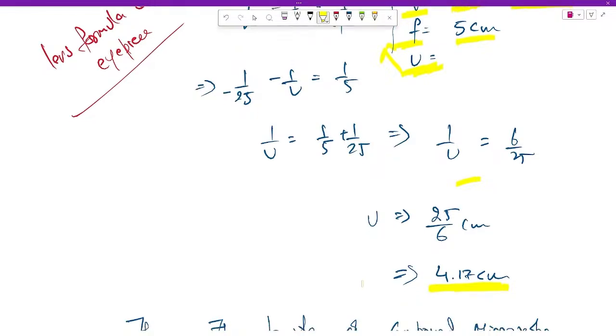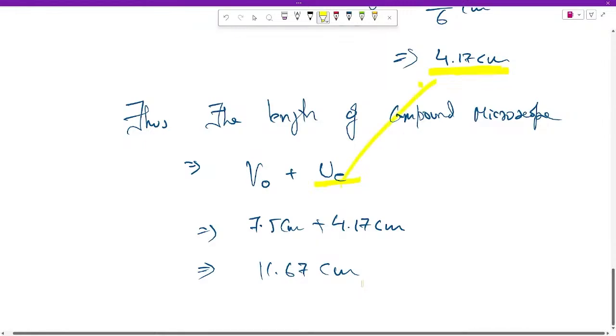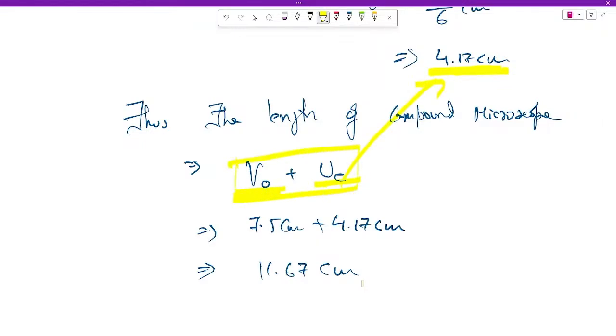Now we have got the value of UE, that is this one, and we calculated earlier the value of VO. Now we can add them to get the length of the compound microscope, and similarly we can substitute the values and find the answer as 11.67 centimeter.